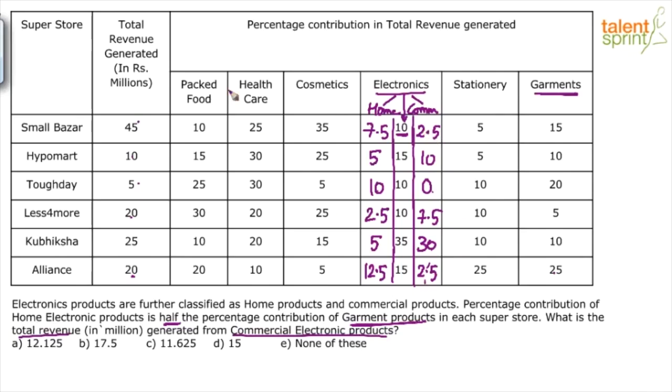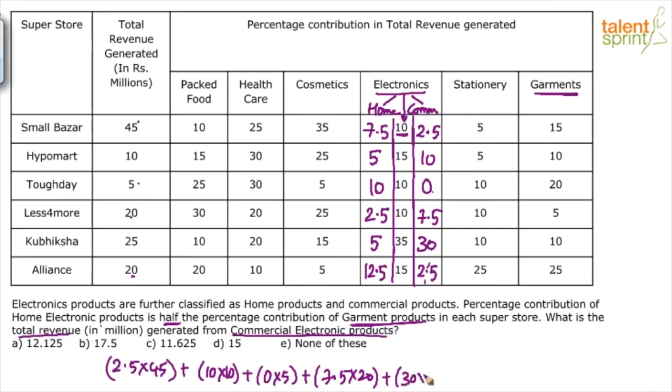So 2.5 into 45 plus 10 into 10 plus 0 into 5 plus 7.5 into 20, right? Let me just write it. 2.5 into 45 plus 10 into 10 plus 0 into 5 plus 7.5 into 20 plus 30 into 25 plus last 2.5 into 20. Remember, all these were percentages, so divided by 100. Are you able to follow? This is the numerator divided by 100 because it was 2.5% of 45, 10% of 10, 0% of 5, 7.5% of 20, and so on.